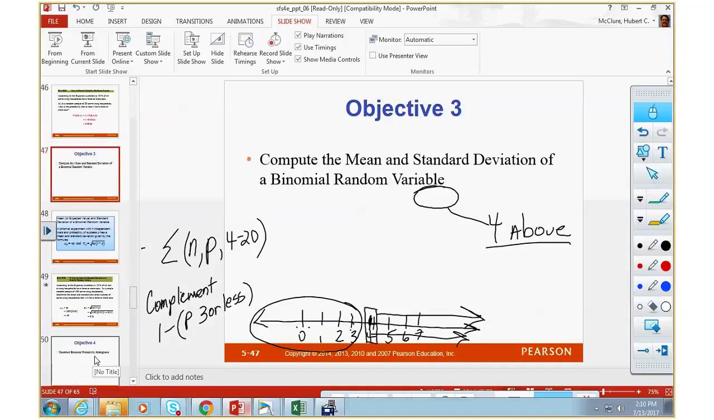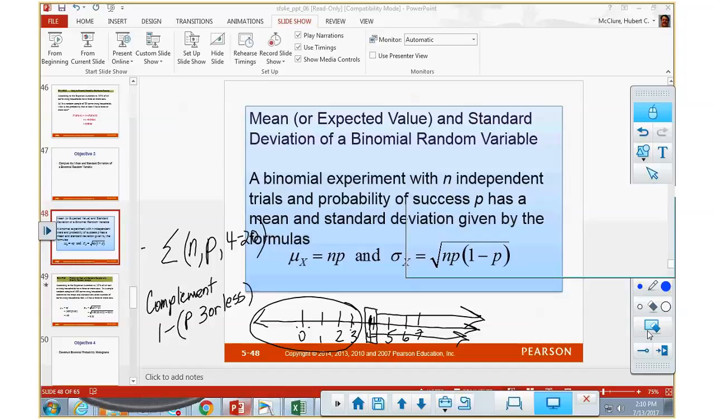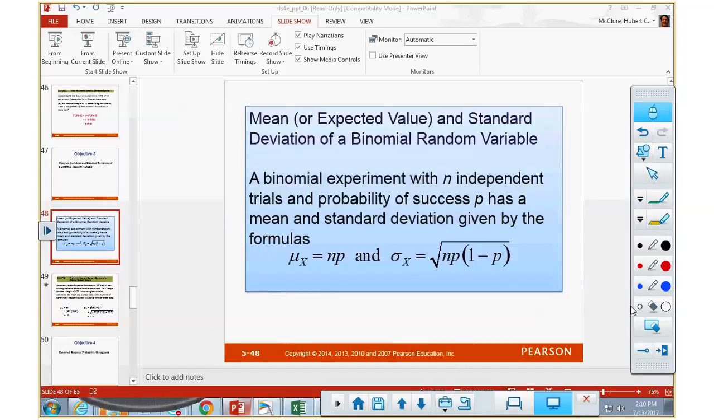Now this, I don't know if y'all are going to be able to handle. Okay, this is some real high mathematics here. There are your 2 formulas for this section, the mean and the standard deviation. The mean is n times p. The standard deviation is the square root of npq. I don't know if y'all are going to be able to handle this high level math.